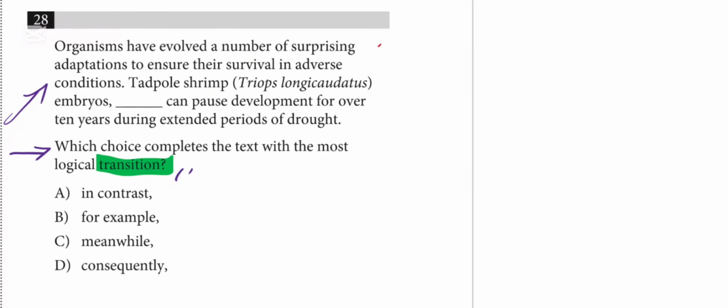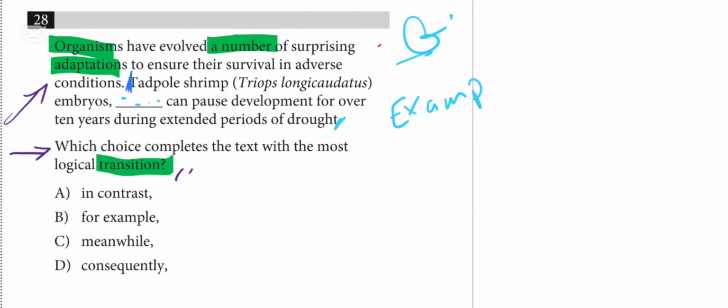The first sentence says, organisms have evolved a number of surprising adaptations to ensure their survival in adverse conditions. This is the first idea. We can summarize this by saying that organisms have a number of adaptations. The second sentence says, tadpole shrimp embryos blank can pause development for over 10 years during extended periods of drought. Here, the idea presented gives a specific example to the general idea presented in the first sentence.